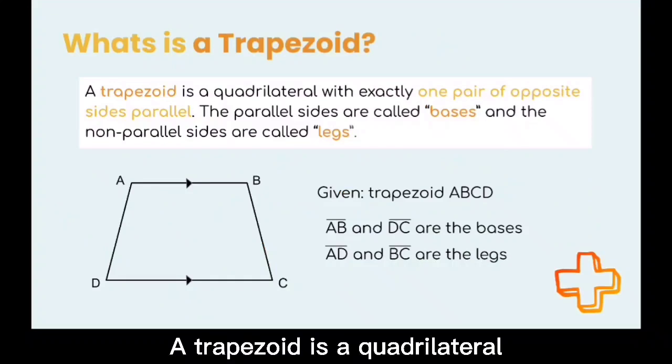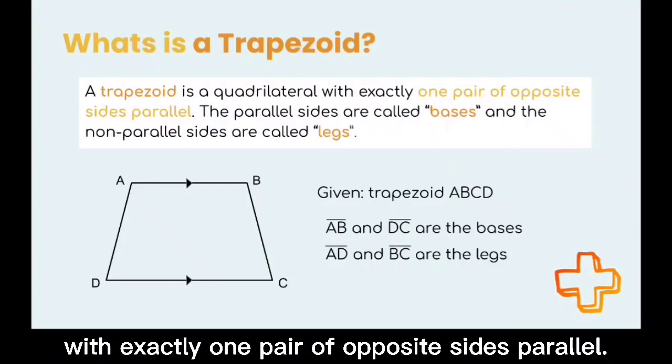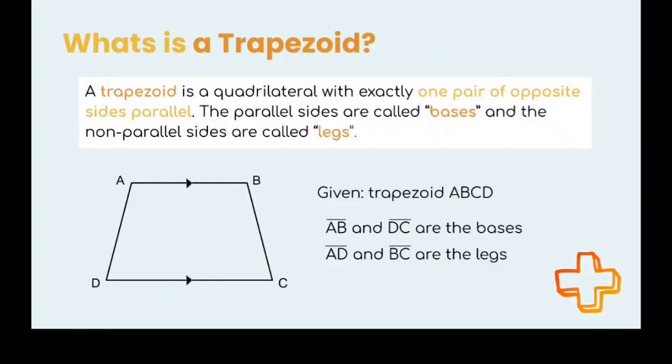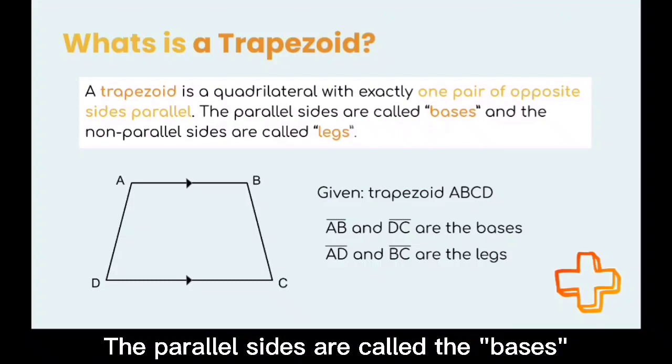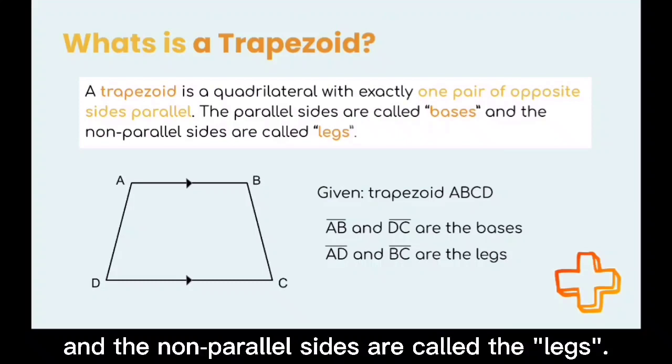A trapezoid is a quadrilateral with exactly one pair of opposite sides parallel. The parallel sides are called the bases and the non-parallel sides are called the legs.